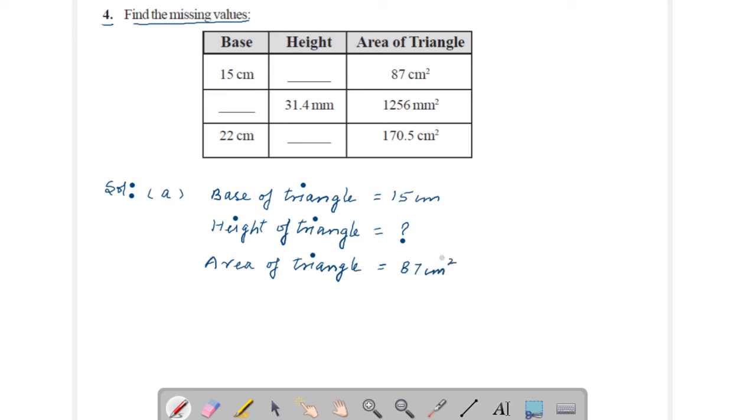Here area of triangle, it is given by half base into height. It is equivalent to 87. Here put the value of base. It is 1 upon 2 into base is 15 into h equal to 87.